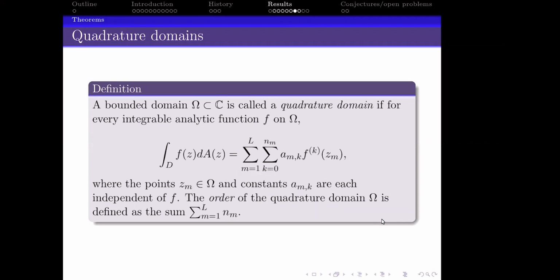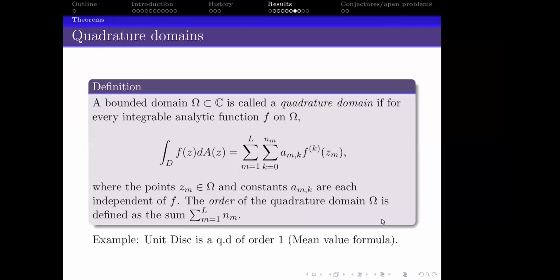So just a simple example of a quadrature domain: the unit disk. Suppose you integrate f on the unit disk. Remember, this is Cauchy's formula. This is exactly pi times f of 0. So that means this is a quadrature domain of order 1, where we call these points Zm the nodes.